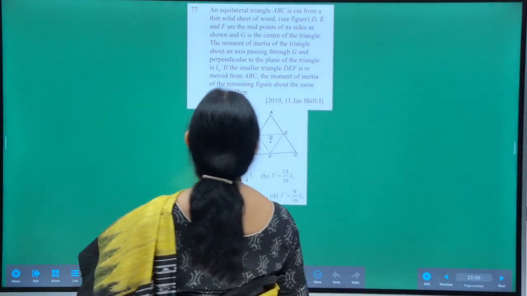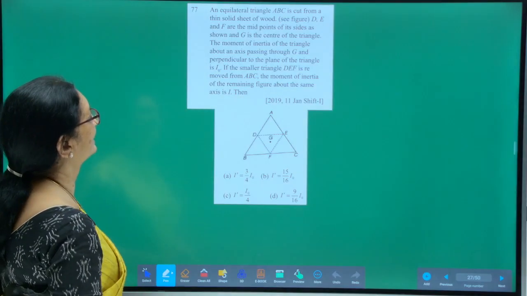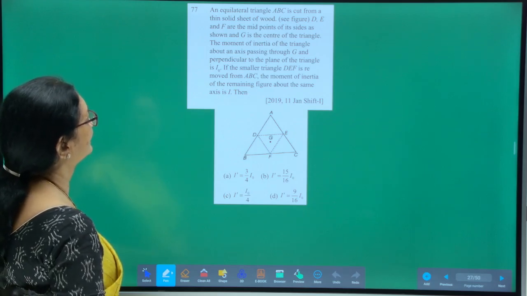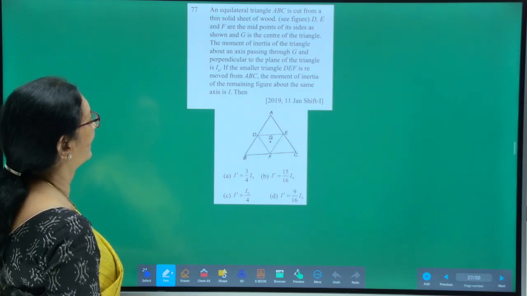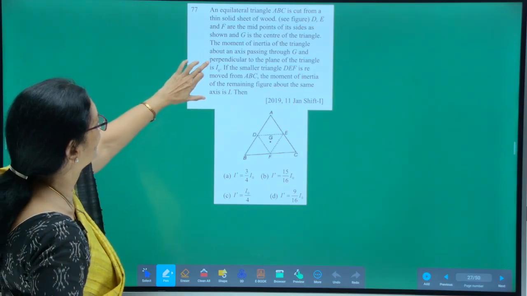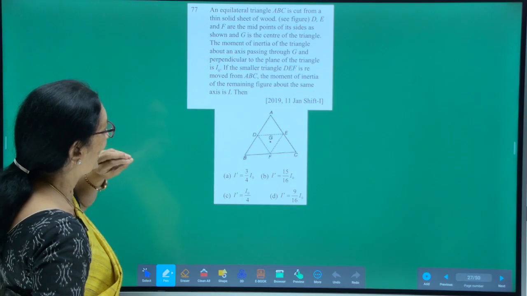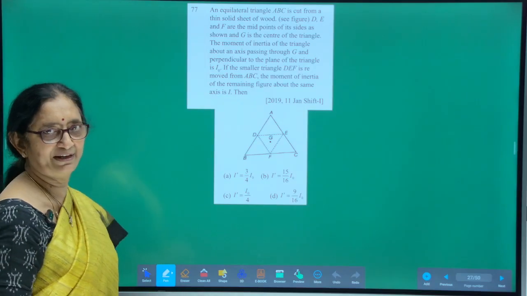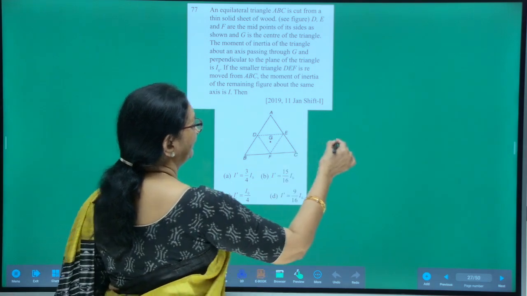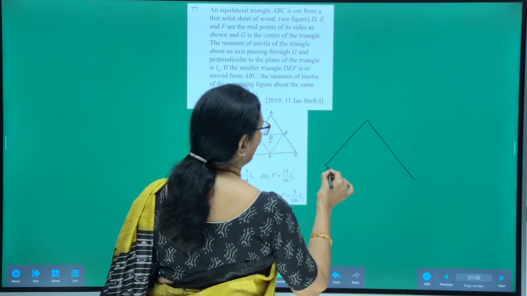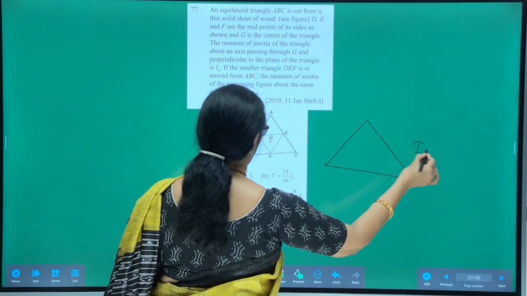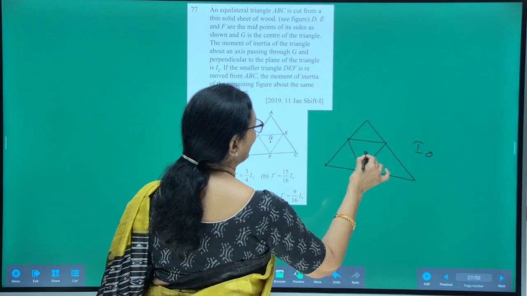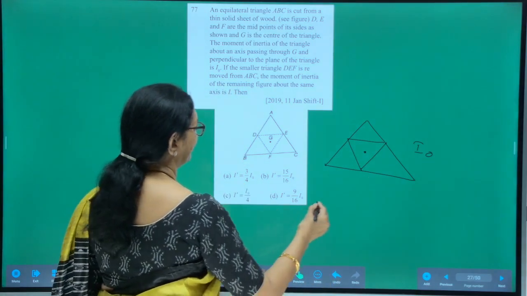Now, look into this. Equilateral triangle ABC is cut from a thin solid sheet of wood. D, E, F are the midpoints of its sides as shown and G is the center of the triangle. Moment of inertia about an axis passing through G perpendicular to the plane of the triangle is I0. If the smaller triangle is removed from the center, what is the moment of inertia of the remaining figure? So, here the moment of inertia of the bigger triangle is given as I0, and from this exactly the central part is removed. What is the moment of inertia of the remaining part?